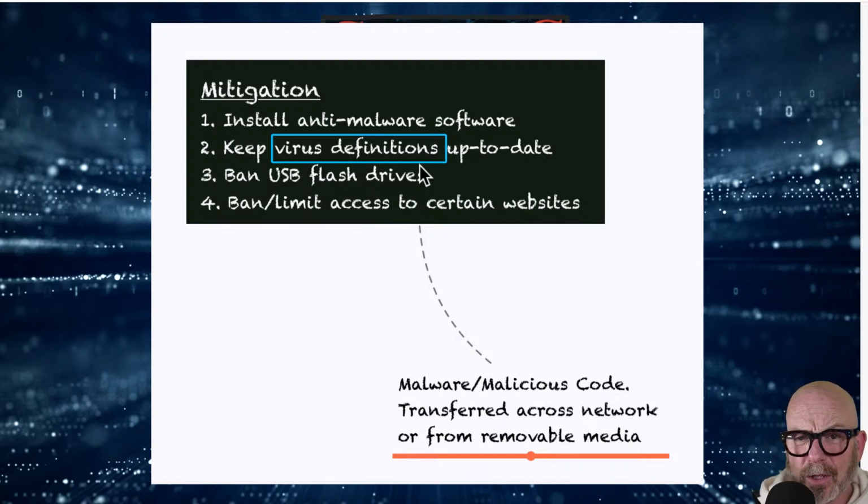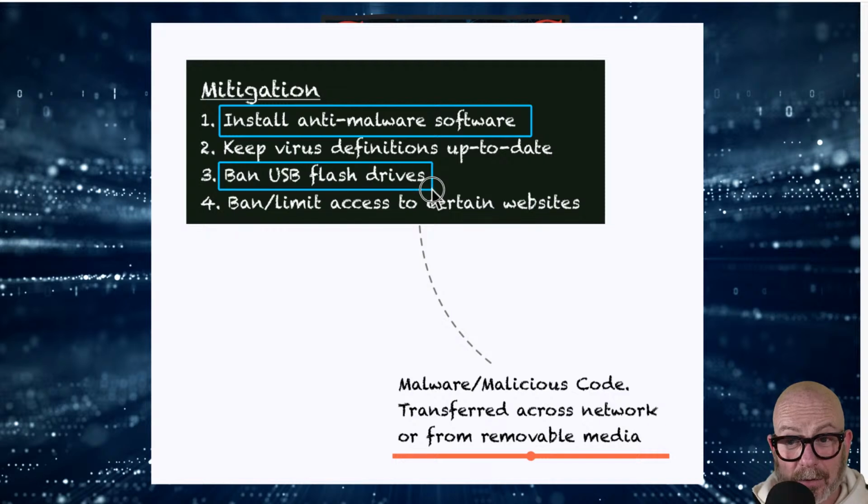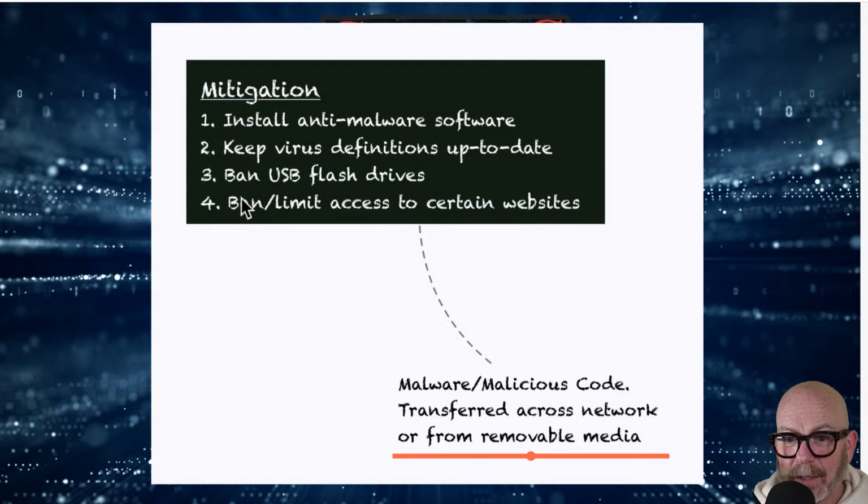Then what it will do is quarantine them, which means it'll put them in a safe place within your computer where they can't cause any damage, and it will either delete them, or quarantine them and then give you a chance to delete them later on, okay? So what can you do? You can, of course, install anti-malware software. You can also ban USB flash drives. We can't use those currently in my school because they're such an easy way to inadvertently introduce malicious code to a system. And you can also ban or limit access to certain websites.